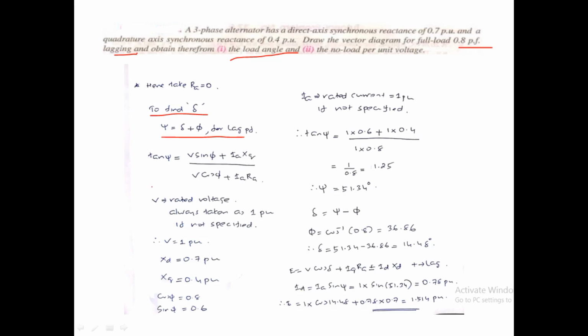To find psi, we derived this relation: V sin phi plus Ia into xq by V cos phi plus Ia Ra. So we have to find V. So V will be the rated voltage, the terminal voltage will be the rated voltage. So if V is not given, then we have to take it as 1 per unit.